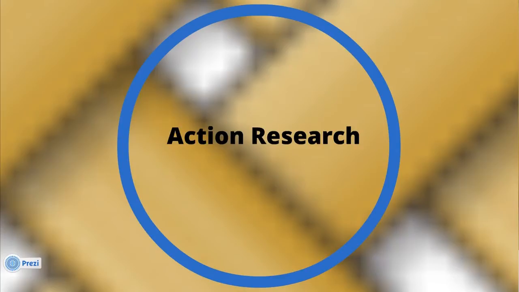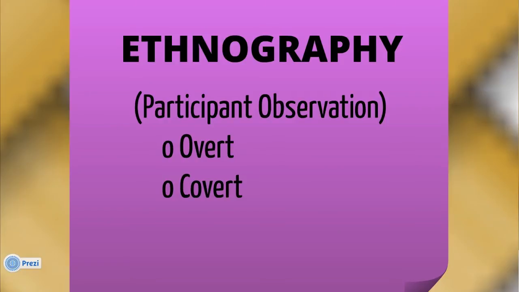Number 3, ethnography or participant observation, where the researcher becomes a working member of the group or situation to be observed. Participant observation can be overt, where everyone knows it's happening, or covert, when the subjects being observed for research purposes are unaware it's happening.